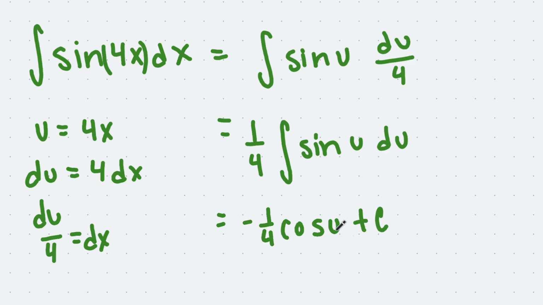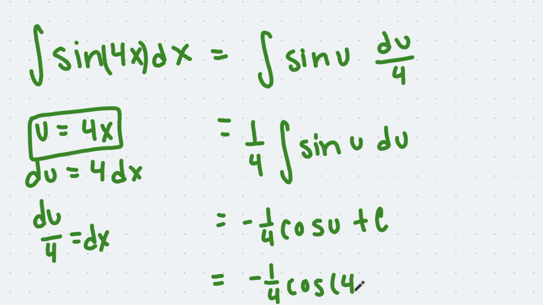We know that u is equal to 4x, so we will now substitute in u with 4x to get our final answer of negative 1/4 cosine of 4x plus c. And that gets us our answer.